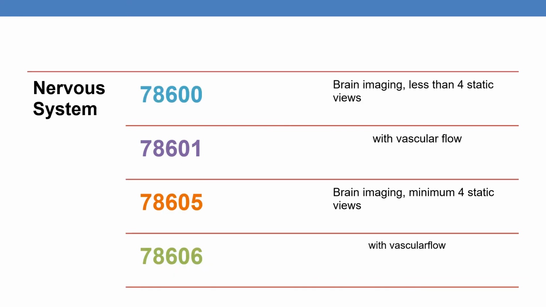Now coming to the nuclear medicine codes for the nervous system, the first CPT is 78600, which is nothing but brain imaging less than 4 static views. The next is 78601, which is brain imaging with vascular flow, less than 4 static views. The next is 78605, brain imaging minimum 4 static views. The first CPT 78600 is brain imaging less than 4 static views, whereas 78605 indicates brain imaging minimum 4 static views. The next is 78606, brain imaging minimum 4 static views with vascular flow.